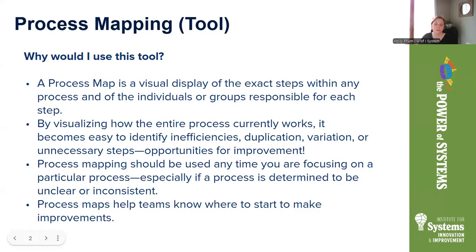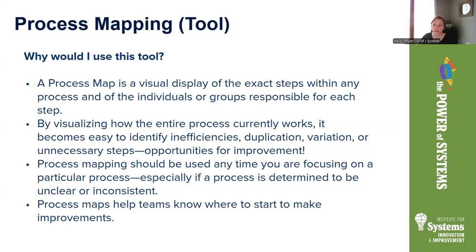For those who may be unfamiliar with process mapping, it is a valuable tool that we often use in improvement work. It's essentially a visual display of the exact steps of any given process. It identifies any and all individuals or groups responsible for each step as well. By mapping out the process as it currently exists, and note that I emphasized currently, we'll talk about that later on, it allows us to identify any gaps, variation, unnecessary steps, or otherwise areas for improvement.